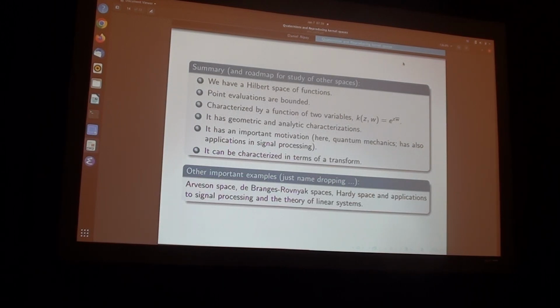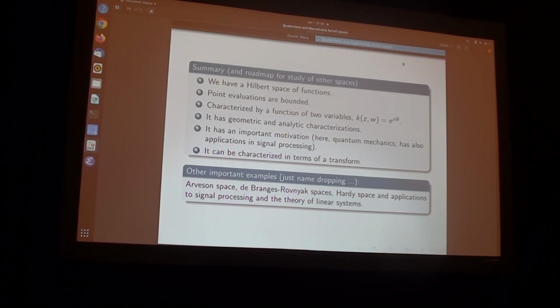There are a number of questions. I do not claim that one can look at all these points, but this is an important set of points to consider. Well, you have a Hilbert space of functions. The point evaluations are bounded. You can characterize the space by a function of two variables, or reproducing kernel. It's not always easy to find, but in general, you try to look for geometric and analytic characterizations, and the last 2 points are the more important, really.